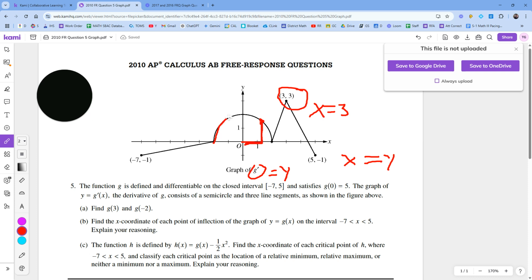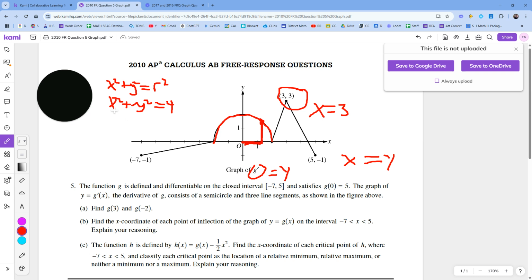I need an equation for this semicircle. So if I look at this and try to figure out what it is, if I plug in x, it has the same y coordinate. I need to know that the equation of a circle is x squared plus y squared equals r squared. That's the equation of a circle. In this case, the radius is 2. So x squared plus y squared equals 2 squared, which is 4.